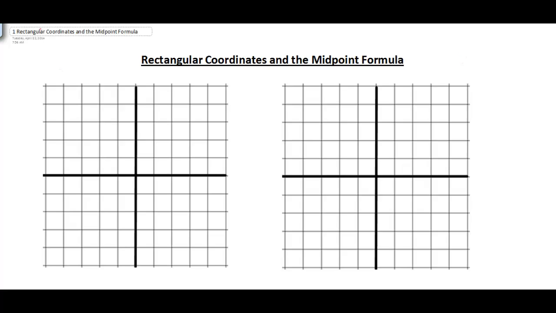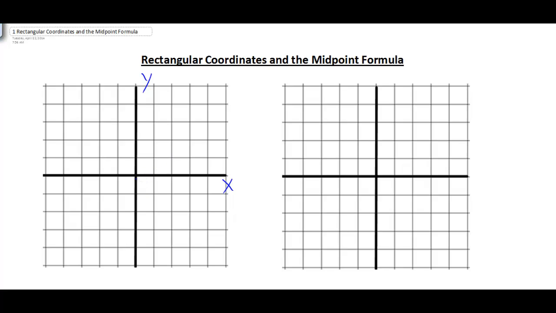All right, here in this video, we're going to look at the rectangular coordinate system and plotting our points, and we're also going to look at the midpoint formula. So if we start over here, we have our rectangular coordinate system, which is made up of a horizontal axis here, which is going to be our x-axis, and we have a vertical axis, which is going to be our y-axis. And that allows us to locate a point anywhere within this system.